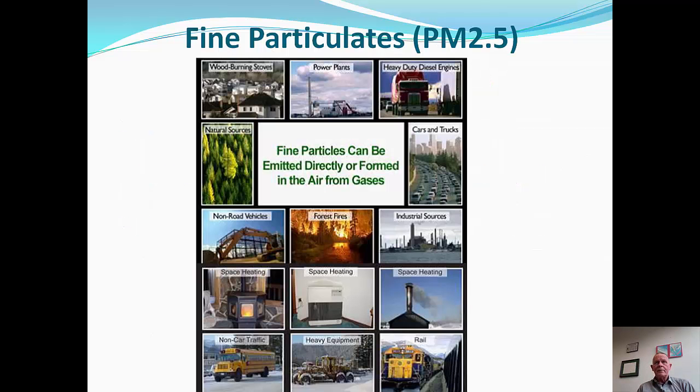So let's talk about fine particulate matter for a minute. In particular, we're talking about PM2.5. These are the fine particles that are emitted directly or formed in the air from gases, such as the smog that you might see. These are just some slides, sort of a collage showing where they might come from: wood burning, power plants, heavy-duty equipment, traffic, all sorts of different sources that produce these fine particulates.